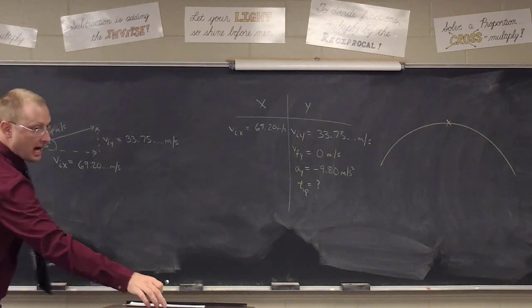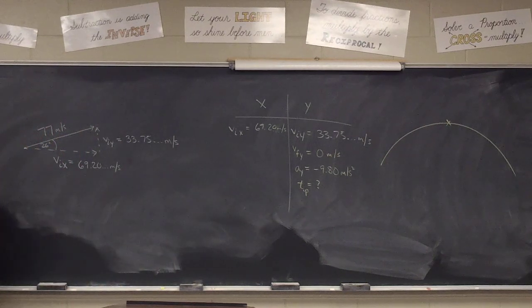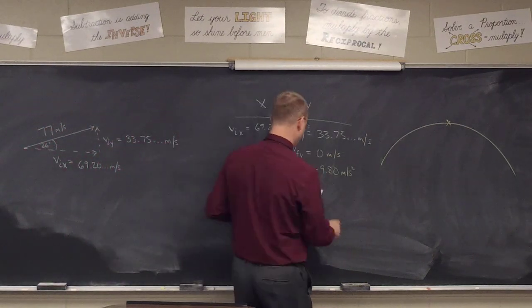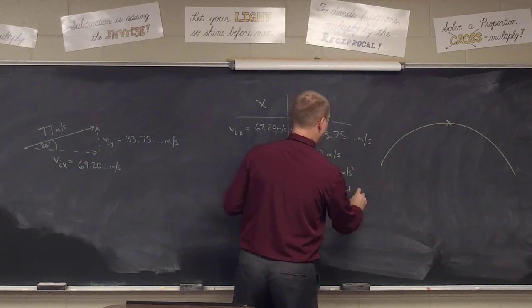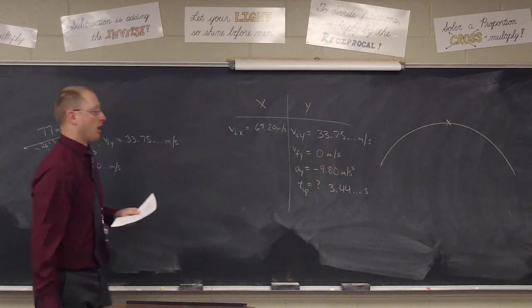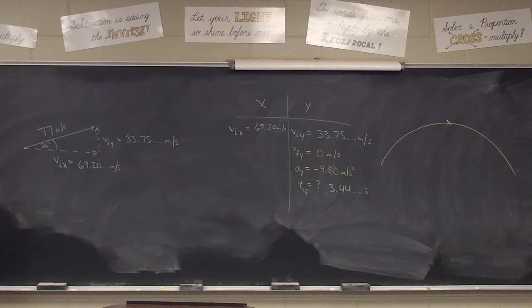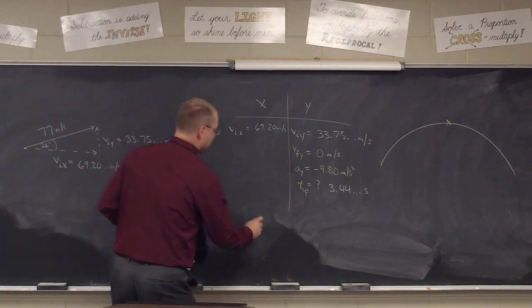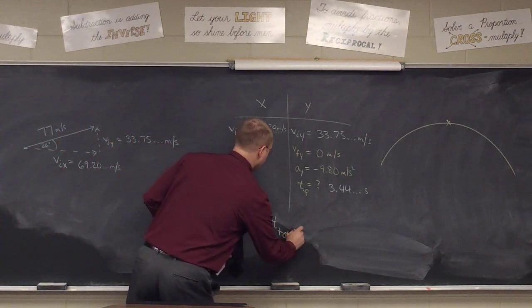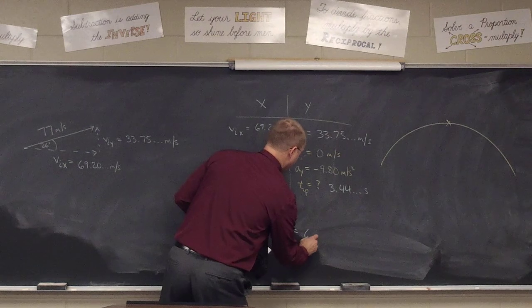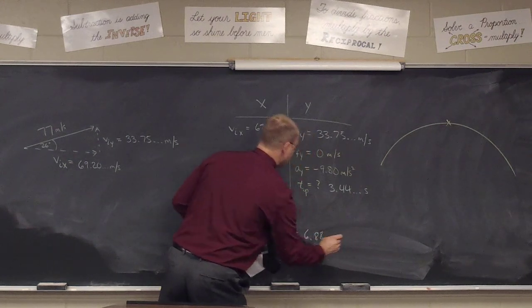How many already have the time up? Everyone's already got it. Okay, did we get 3.44 blah, blah, blah seconds up? All right, now, what goes up must come down. How long is it going to take to come down? It's going to take a total time of 6.88 blah, blah, blah seconds, isn't it?